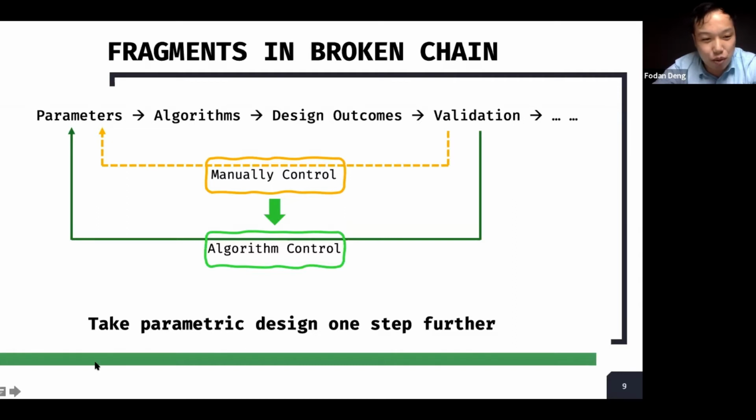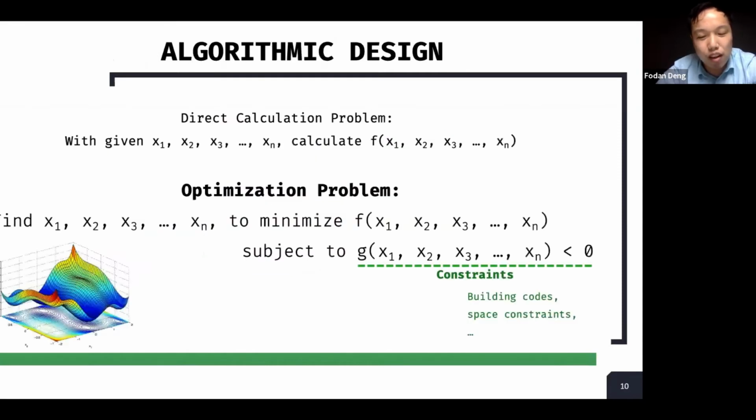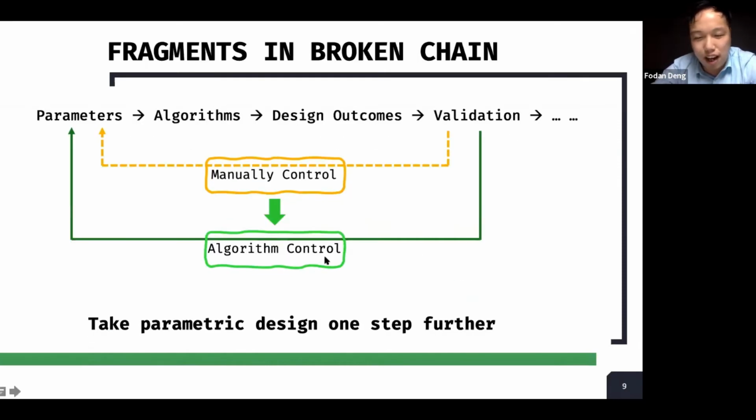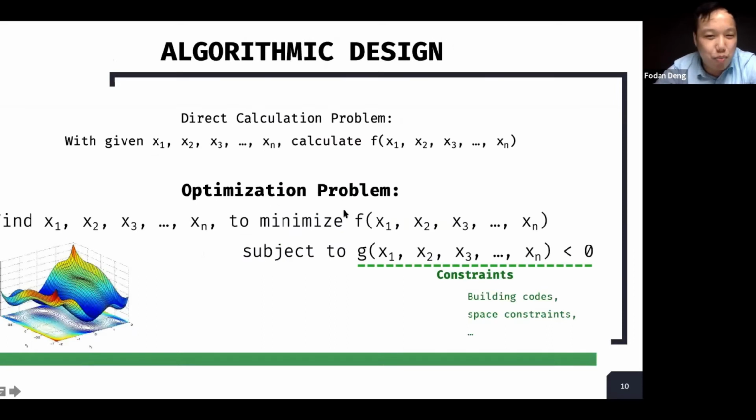So this actually takes parametric design one step further, to become algorithmic design. In algorithmic design, we have to deal with the reflection problem. This reflection problem is called the optimization problem in mathematics. The x1 through xn you can see here are the parameters we are looking for.